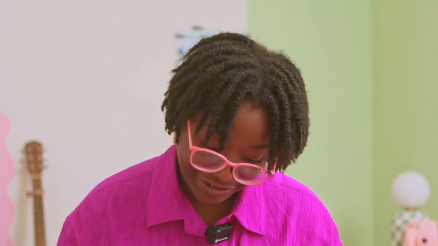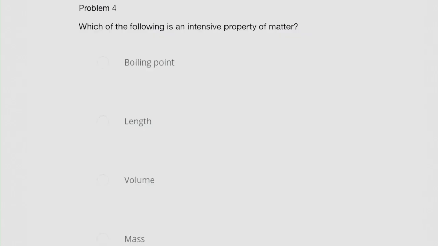Problem number 4. Which of the following is an intensive property of matter? A, boiling point, B, length, C, volume, or D, mass. An intensive property is a property that does not depend on the amount of matter present for it to be true. Prime example, when we boil water, whether you have a gallon of water or a small simmering pot of water, at the end of the day, it's going to boil at 100 degrees Fahrenheit.